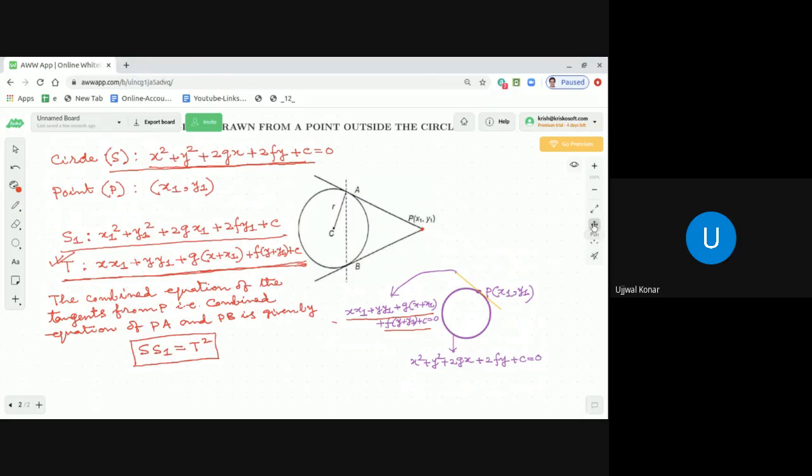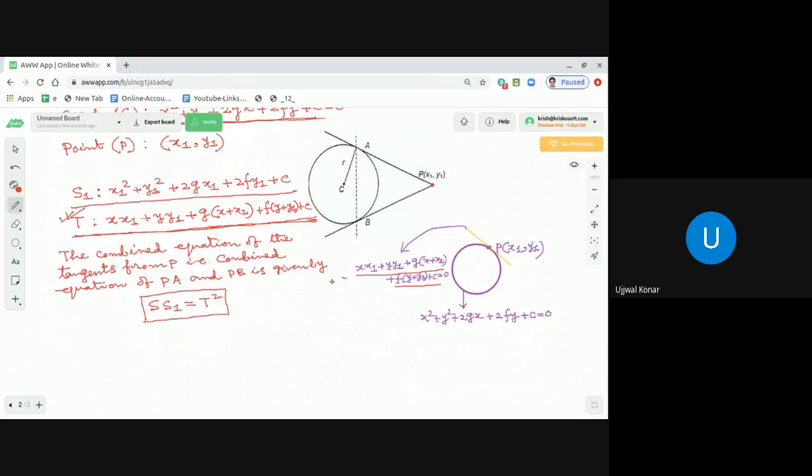Anyway, for completeness, I just write it down here. So let me write it down in a different color. If I write in green, what will happen? S is equal to x square plus y square plus 2gx plus 2fy plus c. And what is S1, dear students? x1 square plus y1 square plus 2g into x1 plus 2f into y1 plus c.